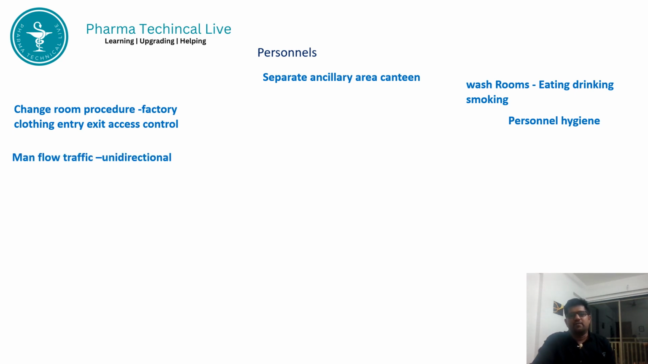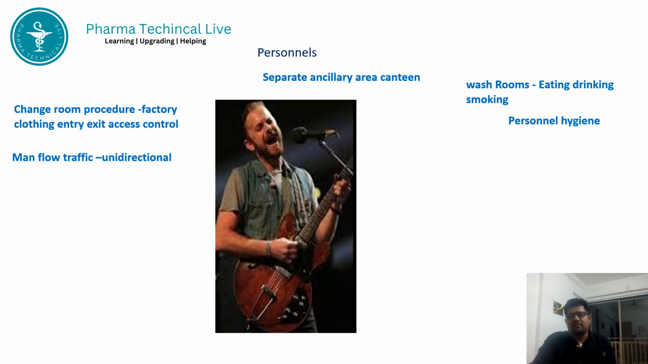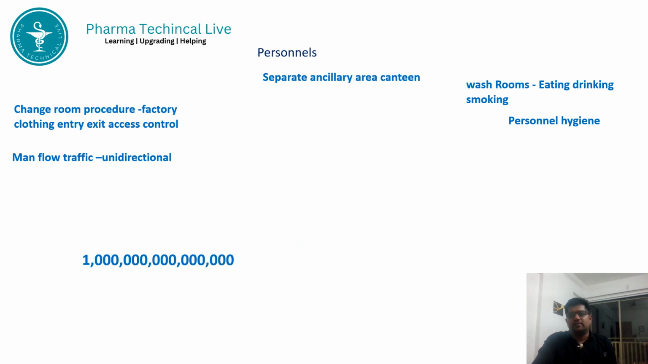Then man flow, traffic. Let us understand a standing human will produce thousands of bacteria, but when a person is moving, many more bacteria will generate. This is the number, millions of bacteria will generate in the premises and it will contaminate the product. So movement should be slow as required and traffic should be controlled with effective entry, exit and access control systems.